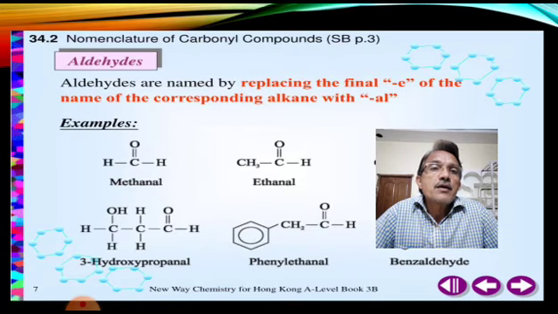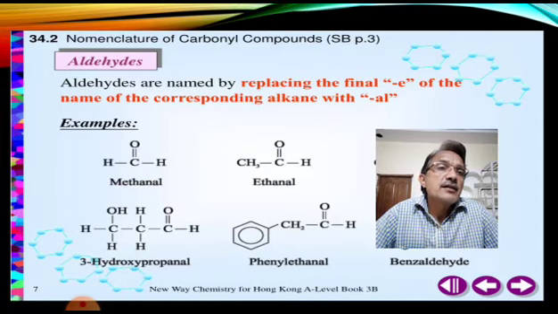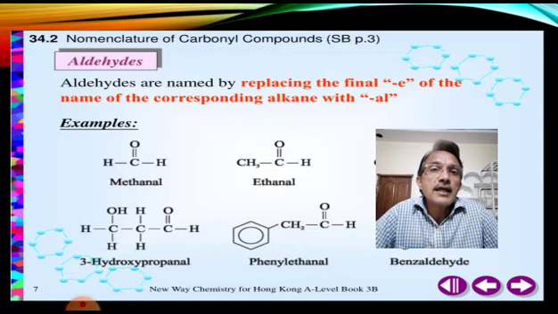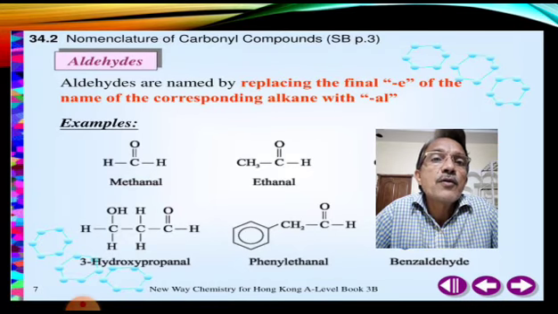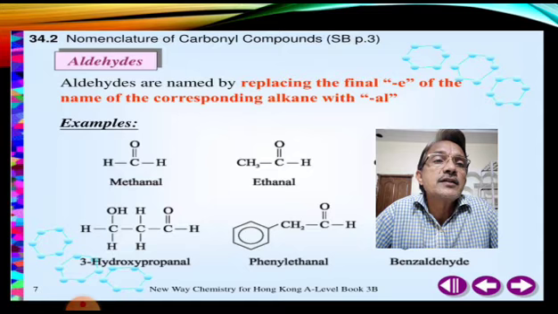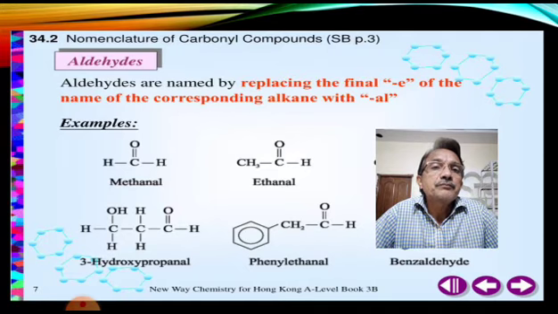Aldehydes are also called alkanals. Why? Aldehydes are named by replacing the final E of the corresponding alkane with al. So, in the IUPAC system of nomenclature, aldehydes are also called alkanals.